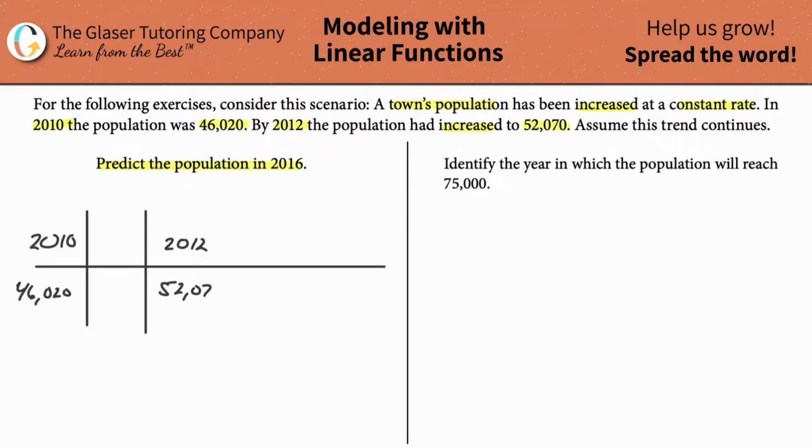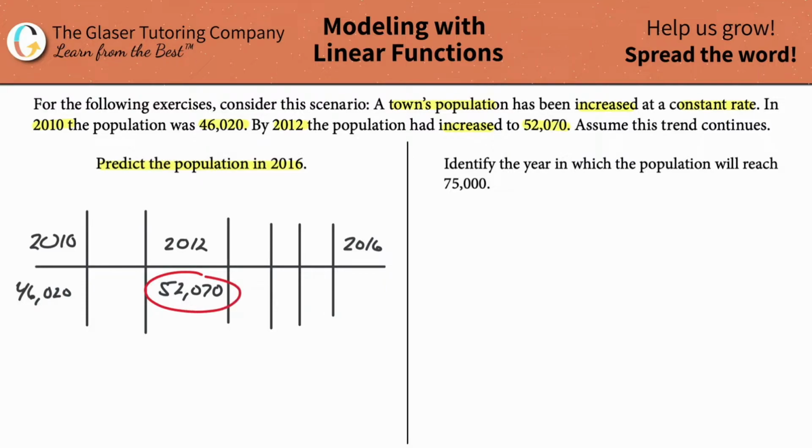And what they want to know is, hey, if this trend continues, what's going to happen in 2016? Okay, 12, 13, 14, 15, and then 16. So how can we figure it out? Well, can I figure out how much the population is changing per year? Yeah, and you're probably looking at this thinking, yeah, I can figure that out.